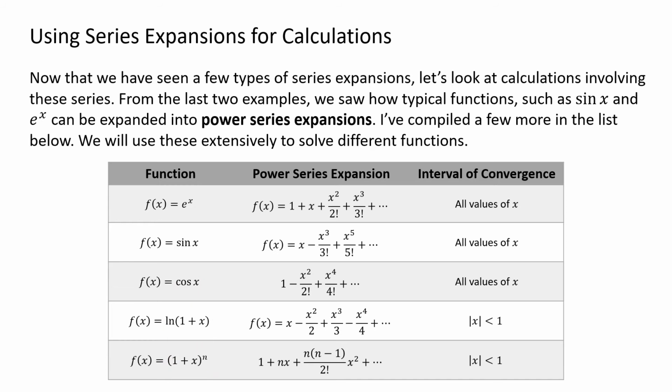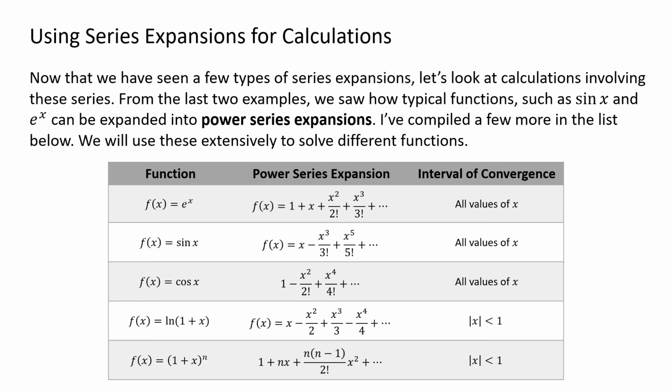So 1 plus x to the n is a common one that people actually see in business applications for compound interest. So I show you the expansion here. Again, these are expansions that I will provide to you in a formula sheet. I do not expect you to memorize these. The piece that I've added here is what's known as the interval of convergence. And what that means is what values of x this expansion is valid for.